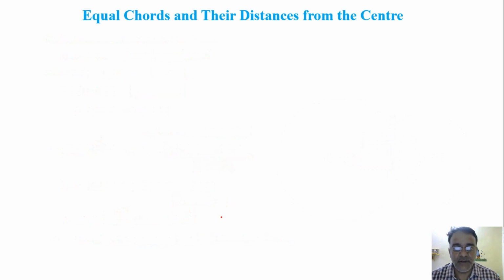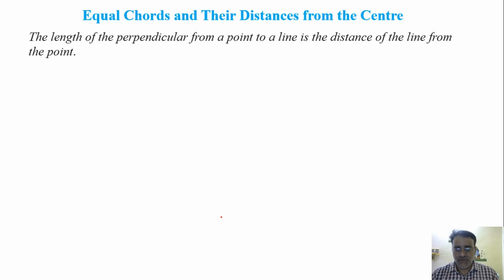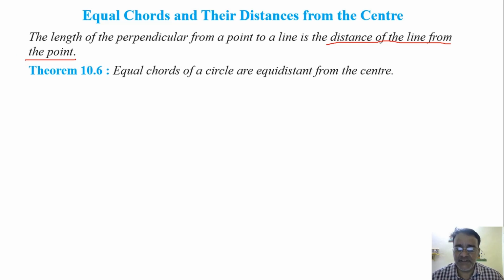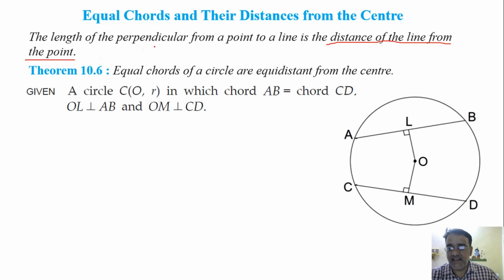No, sir. Okay. Now the next topic is equal chords and their distances from the center. The length of the perpendicular from a point to a line is the distance of the line from the point. So theorem number 10.6: equal chords of a circle are equidistant from the center. So if two chords are equal, then their perpendicular distances from the center will be equal. So see this diagram.